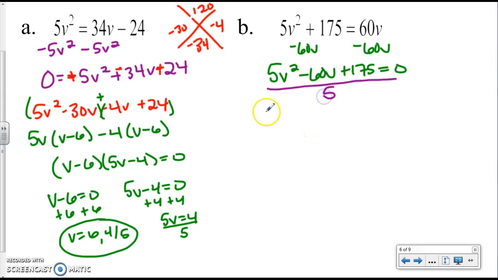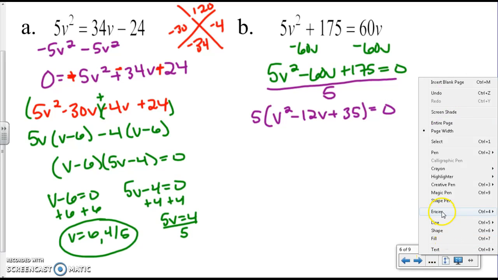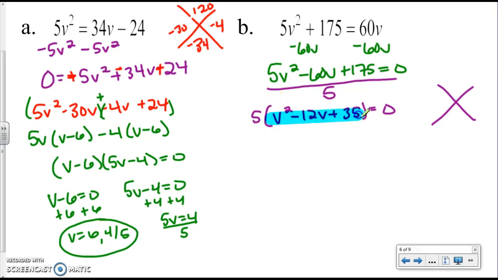I can divide everything by 5. So if I do that, I'm left with v squared minus 12v plus 35. Okay, once I've done that, if I'm going to factor the part on the inside of the parentheses, I don't have to do AC split now. That just made it a lot easier, a lot smaller numbers. All I have to do is x factor.